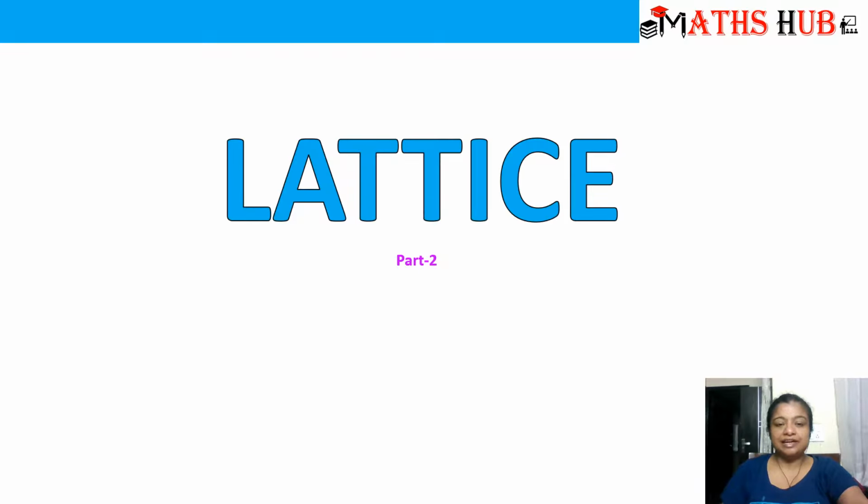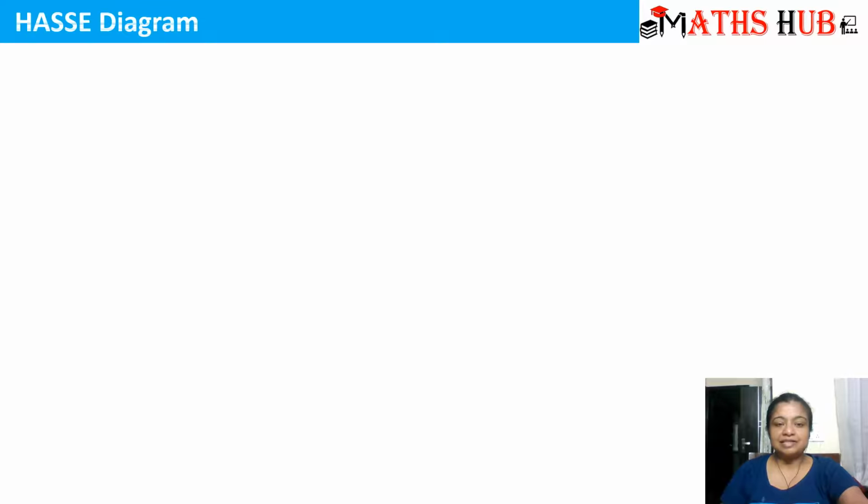So coming to the second lecture, in the first lecture I talked about cosets and about comparable and incomparable elements, right? So in the second lecture I'm going to talk about a very important topic, that is a Hasse diagram. So I'll explain you the Hasse diagram with the help of an example.